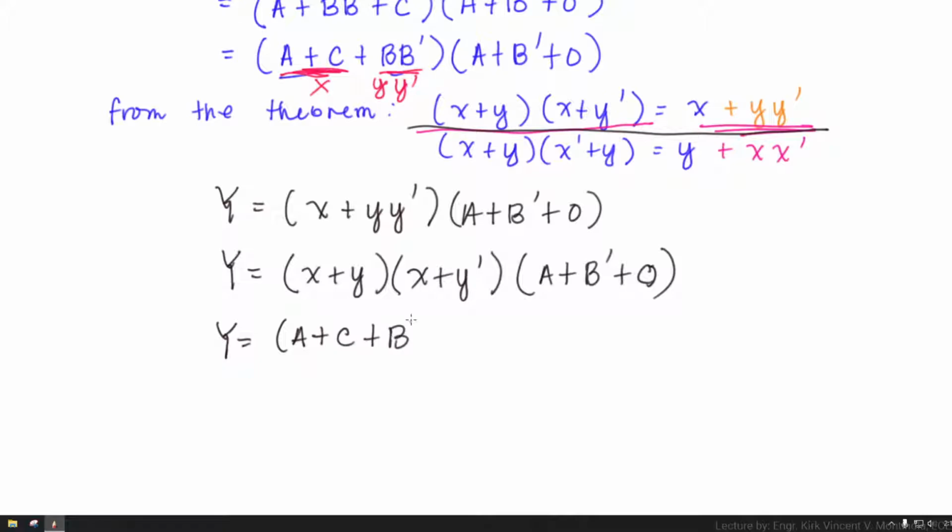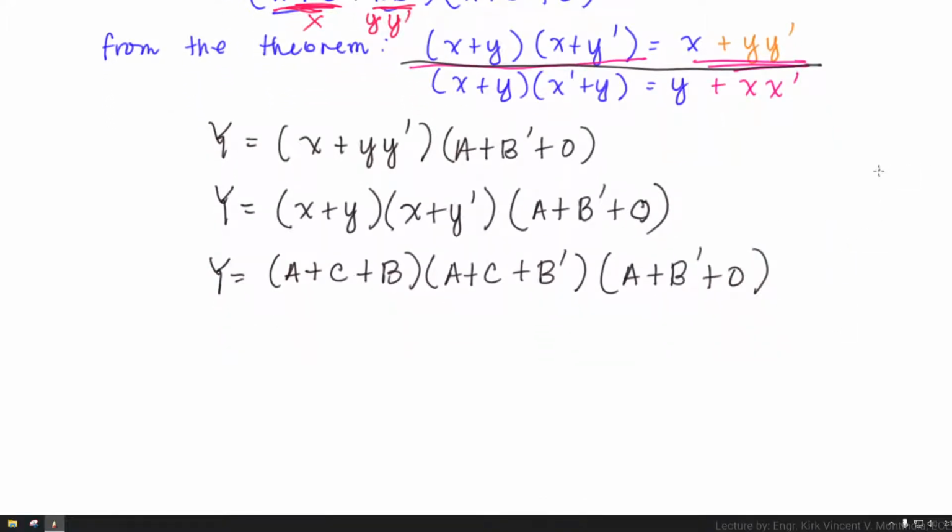Tama nga? And then, you know that X plus Y, yung X mo ay A plus C, then that is B prime. Okay, then A plus B, then plus 0. Okay. Then take note na ang sums mo dapat ay nagko-contain siya ng all inputs. In this case, okay ka na kasi kompleto na siya as A, B, C.